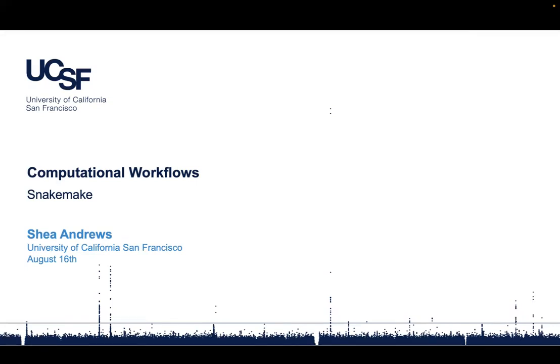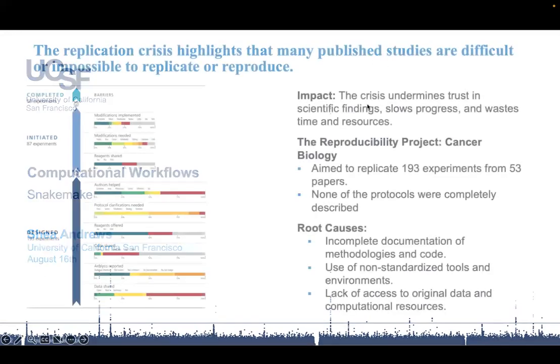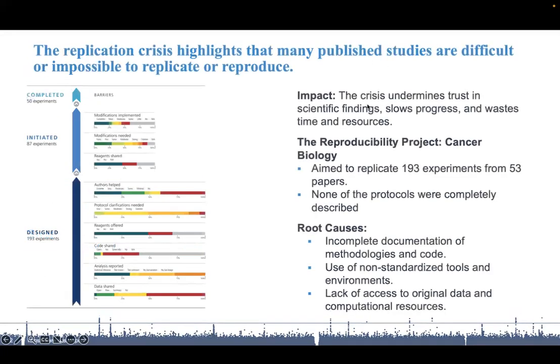So yeah, today I'll be just giving a brief overview of computational workflows and in particular Snakemake. But starting from the start, why do we care about computational workflows? And this is really in the context of the replication crisis. So the idea that many published studies are often difficult or impossible to replicate or reproduce. And why do we care about this?